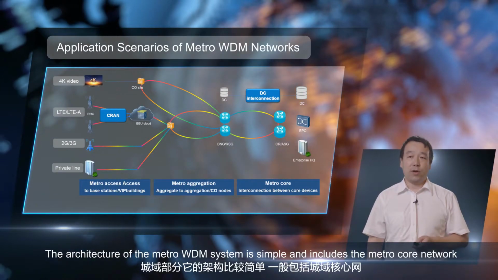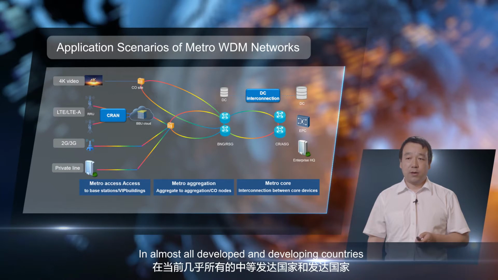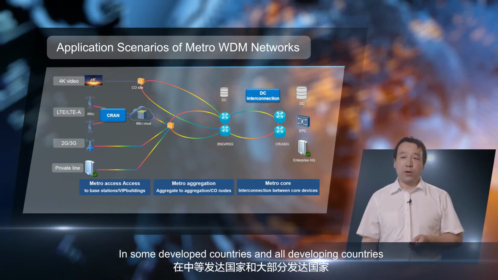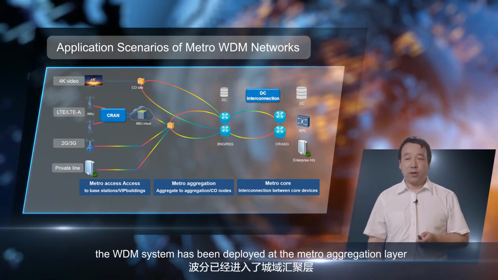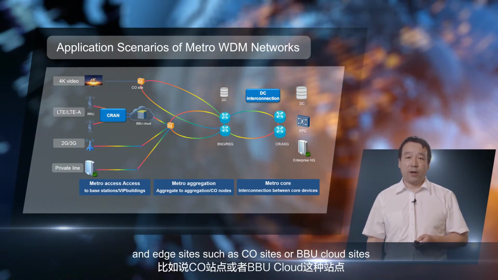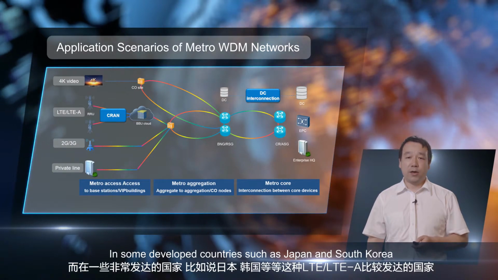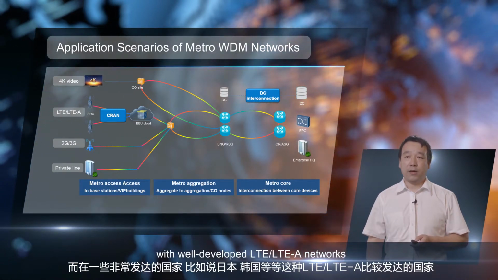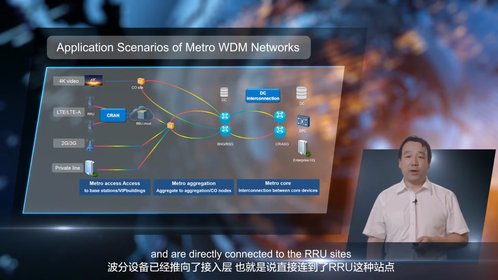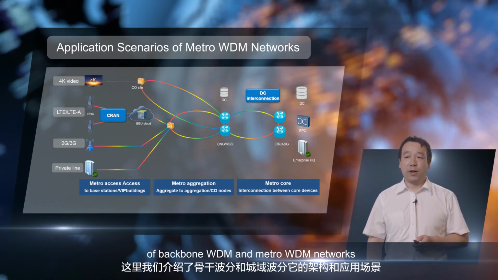The architecture of the metro WDM system is simple and includes the metro core network, metro aggregation network, and metro access network. In almost all developed and developing countries, WDM networks have been deployed in metro core networks. In some developed countries and all developing countries, the WDM system has been deployed at the metro aggregation layer. The metro aggregation layer connects the metro core sites and edge sites, such as CO sites, or BBU cloud sites. In some developed countries, such as Japan and South Korea, with well-developed LTE/LTE-A networks, WDM devices have been deployed to the access layer and are directly connected to the RRU sites. This covers the architecture and application scenarios of backbone WDM and metro WDM networks.